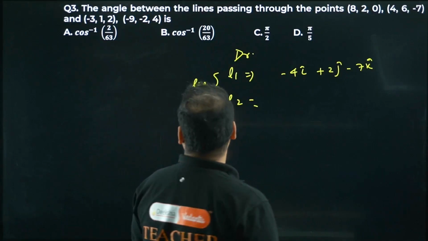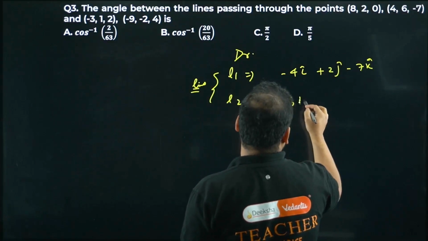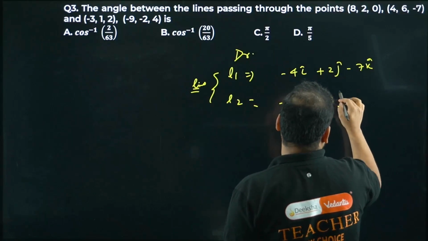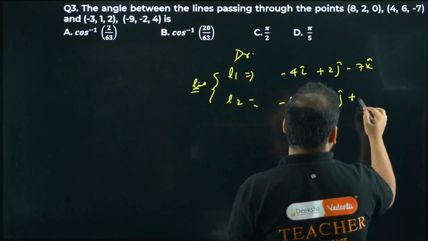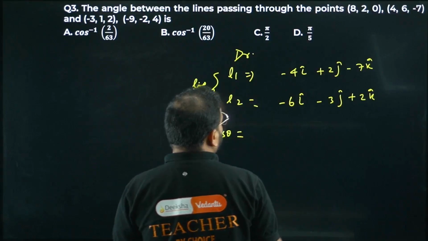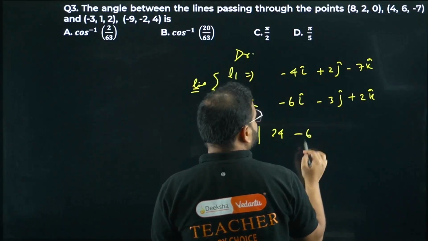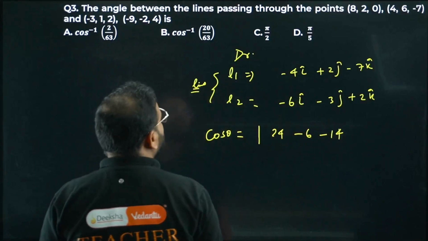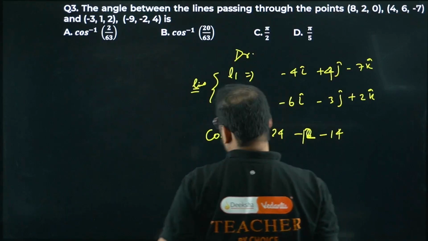All right, we write here minus 9 minus 3, so actually minus 6 i cap, minus 2 minus 1, so minus 3 j cap. And the last one, 4 minus 2, so plus 2 k cap. The formula remains the same. Cos theta will be the modulus of the product of these two, so 24, minus 6, and minus 14. Something is missing, I think. 6 minus 2 is 4, over here, please check. So it'll be 12.